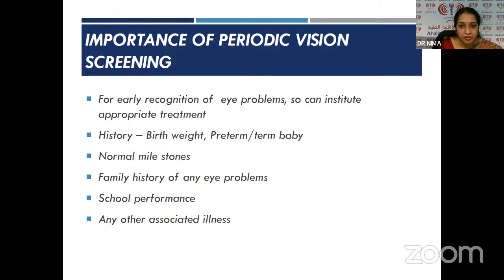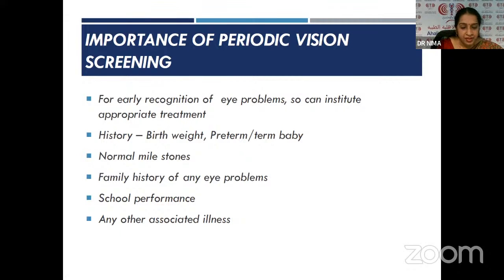Now coming to the vision screening, periodic vision screening. The importance of periodic vision screening is, if any problem is identified early, we can institute the appropriate treatment. So the early vision screening will help in the early recognition of eye problems. And in kids, since they are developing, we can mold their vision. That is, if any problem is identified, we can give them corrective spectacles and improve the vision.